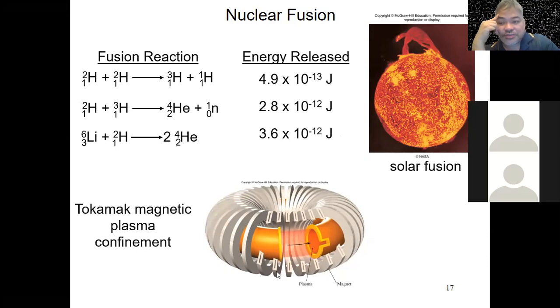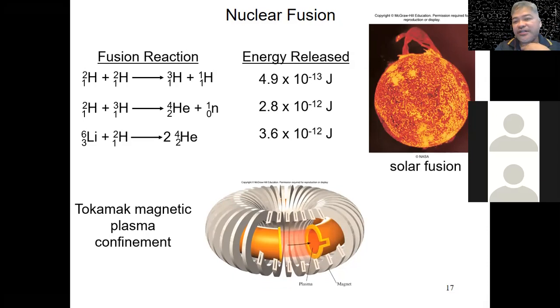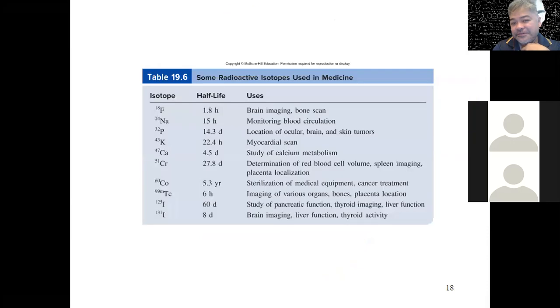And that is the principle behind what we call the hydrogen bomb. They use a fusion reaction to destroy a large target area. So that's the difference between fusion and fission. Okay?